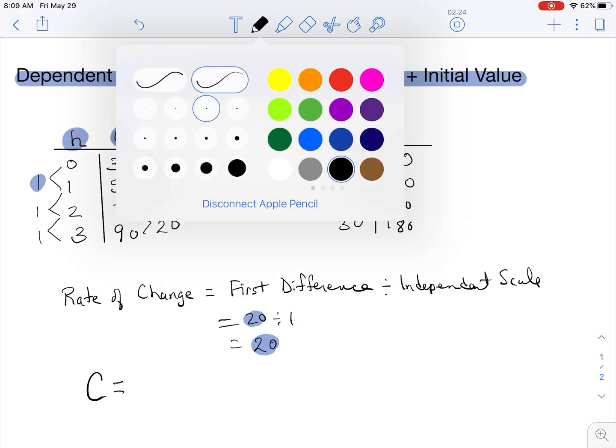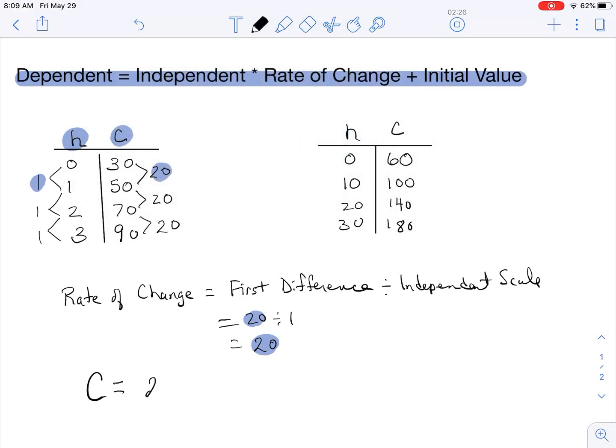Now it says independent times rate of change. Well, we just figured out our rate of change was 20. We want to put that 20 first though, so it's 20 times h. Just make sure you have the rate of change before the variable. And then plus initial value. Your initial value on your table is going to be where the independent is 0. The one next to it is your initial value, so that is 30. So that equation is going to represent that first table.